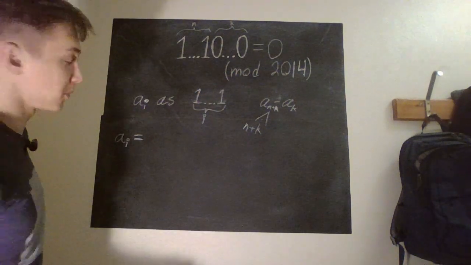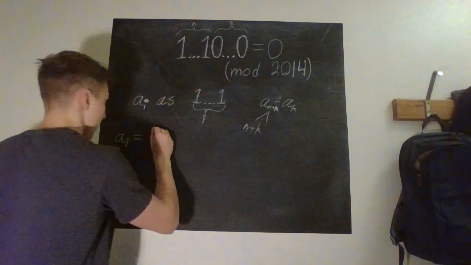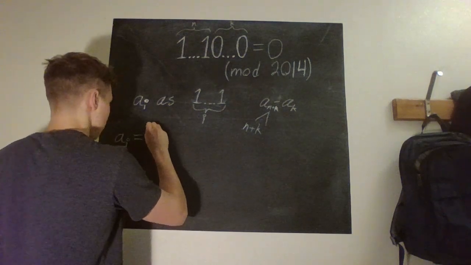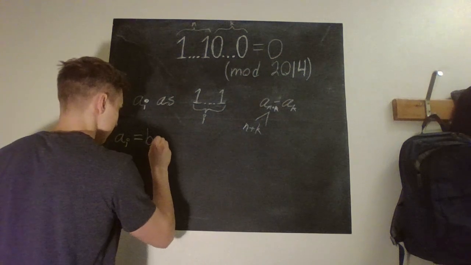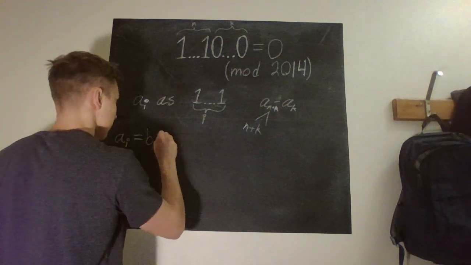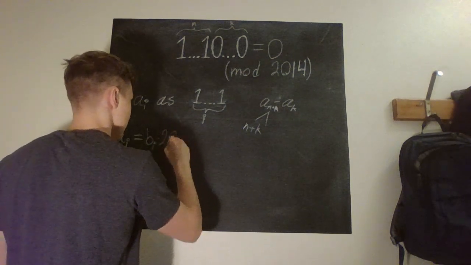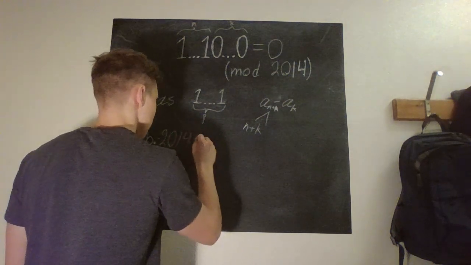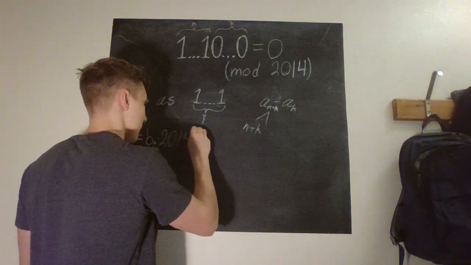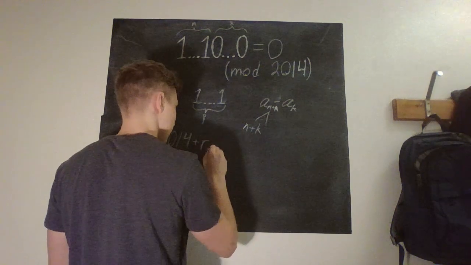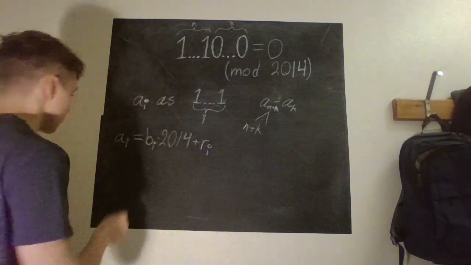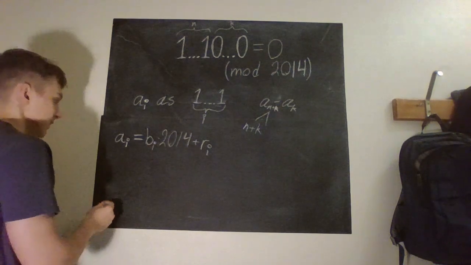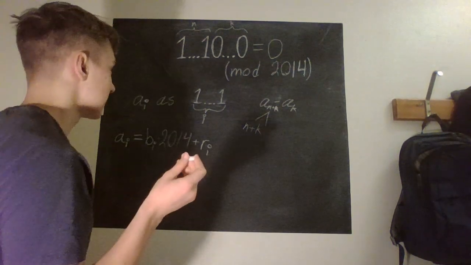So we know that any number can be written as, we call this b with index i, times 2014 plus the remainder with index i. So here we have three sets. We have A, B, and R.